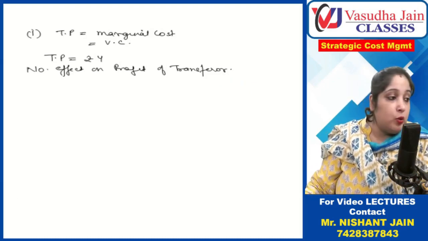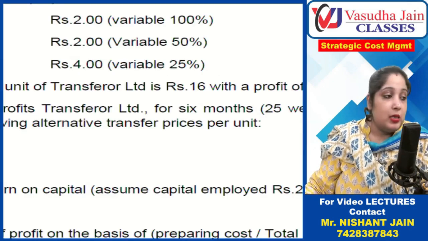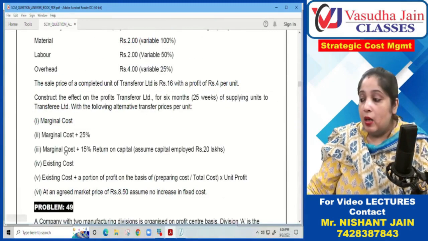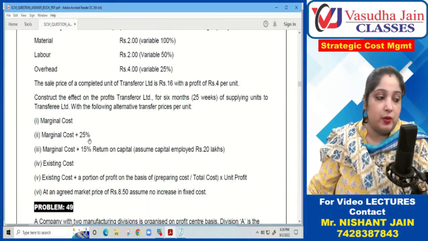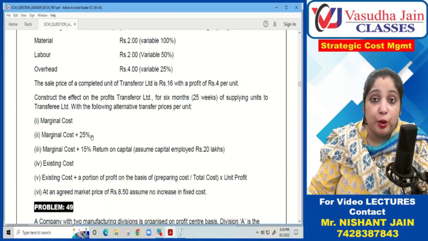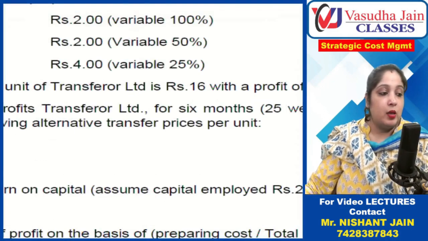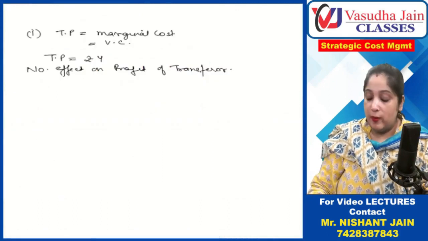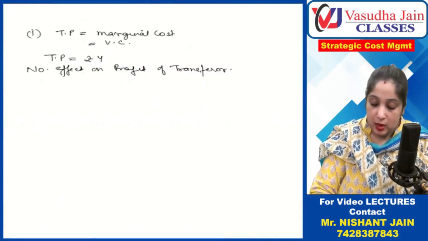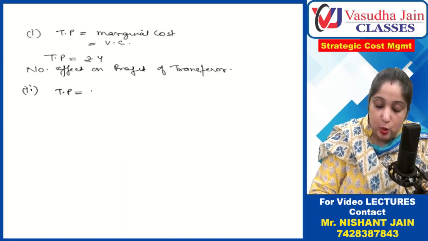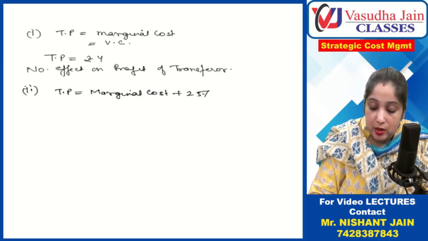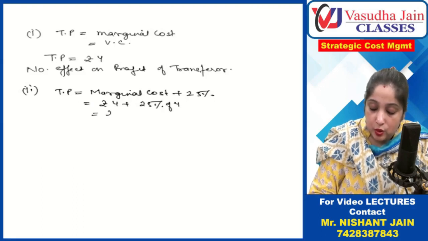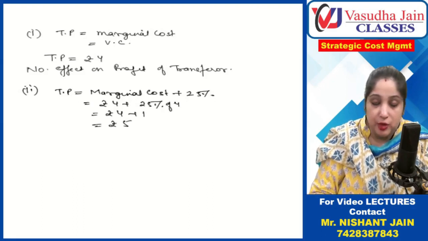Now going back to the question and see what is the second part. Second part says alternate transfer price per unit to be marginal cost plus 25%. Now the profit is coming, contribution is coming into picture. So now what will be the transfer price? In the second case, the transfer price is equal to, I told you the question will itself tell you what should be the transfer price, marginal cost plus 25%. So rupees 4 plus 25% of 4. So rupees 4 plus 1, rupees 5 will be the transfer price.